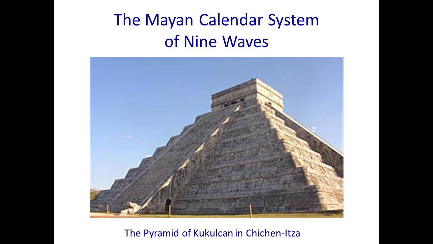What you see here is the so-called pyramid of the plumed serpent. As you can see, it is built in 9 different levels. And at the particular time that I took this photograph, which was on the spring equinox, there is a special kind of light show being produced on the side of the staircase. On the left side of that staircase, you can see 7 triangles of light that go down into the serpent head at the bottom.